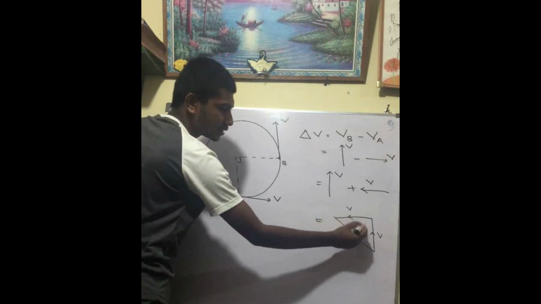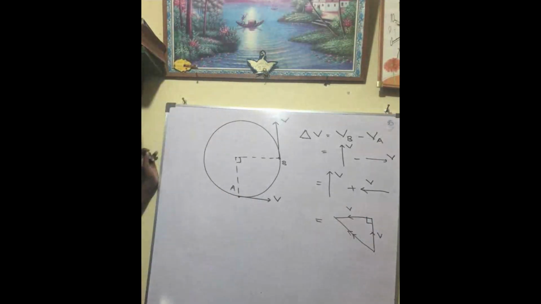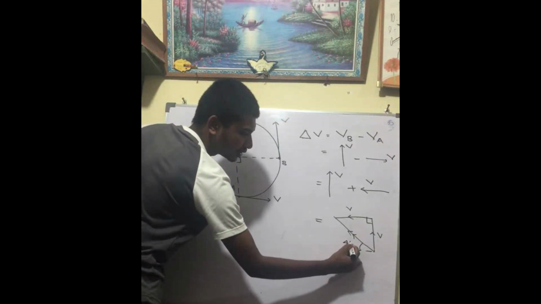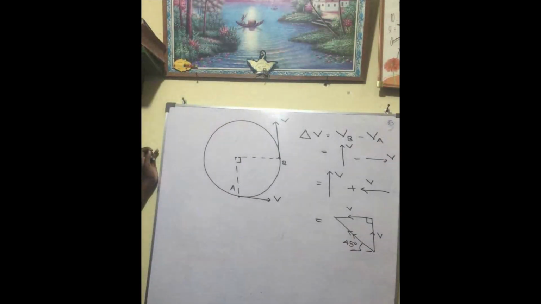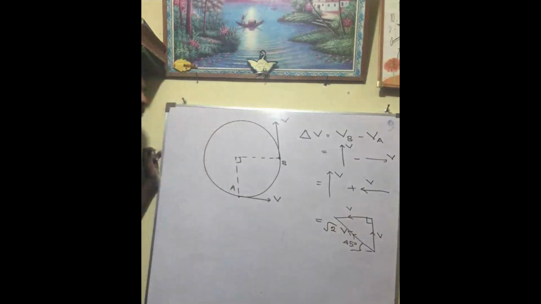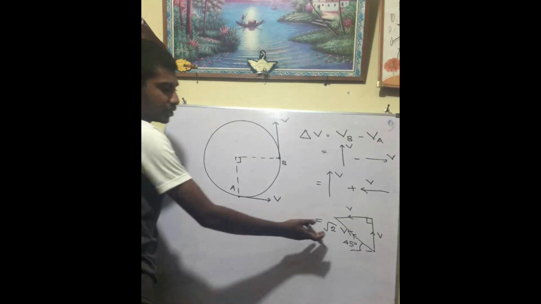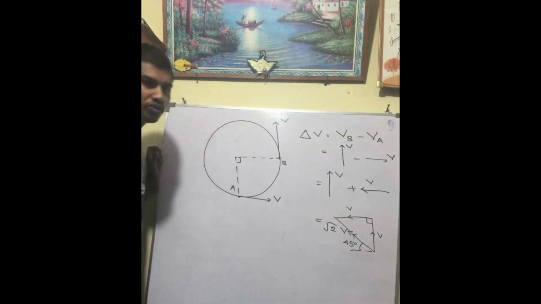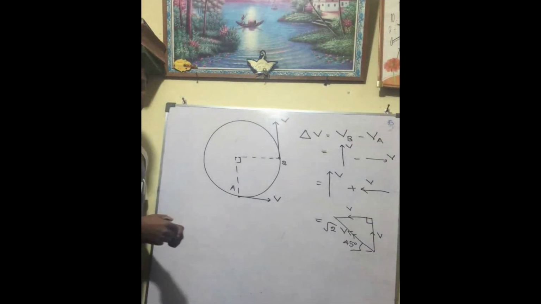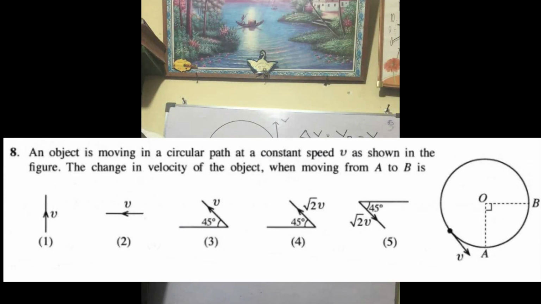Since these both are equal sides in a triangle, this will be 45 degrees, right? And the magnitude will be root 2 v, right? So according to the Pythagoras theorem, you can verify that it will be root 2 v at a 45-degree angle in the mentioned direction, right? So the answer will be the fourth one.